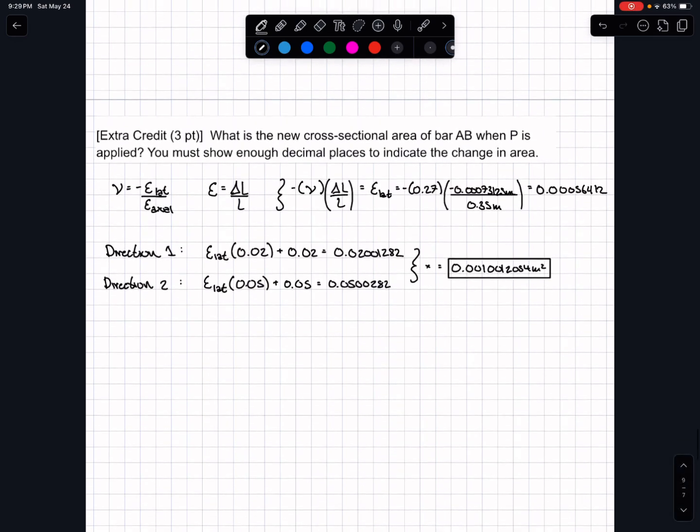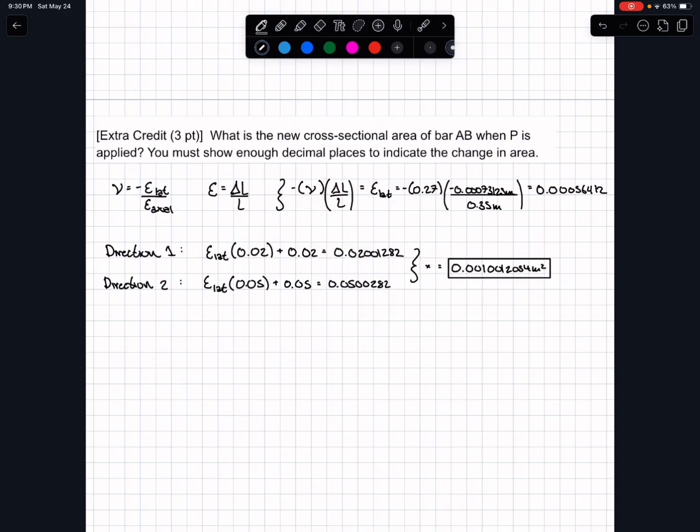We were also given an extra credit question in which we were asked to find the change in cross-sectional area. In order to do this, we use the equation for Poisson's ratio of negative lateral strain over axial strain, where strain is equal to the change in length over L. Combining those two equations, we can solve for the lateral strain using the Poisson's ratio times the change in length, which was solved in the first section, divided by the overall length, and we get this value 0.00056412.